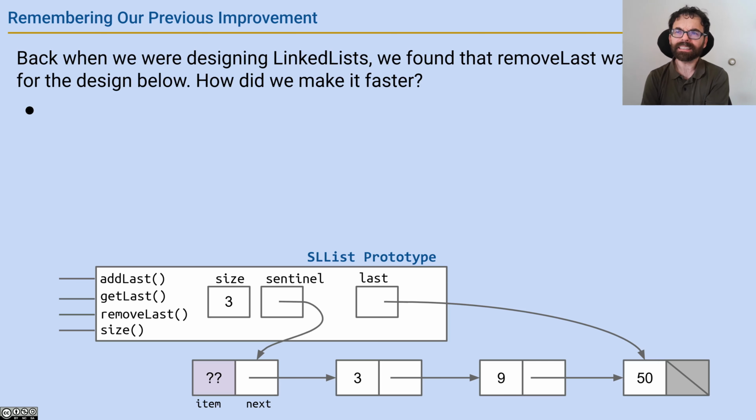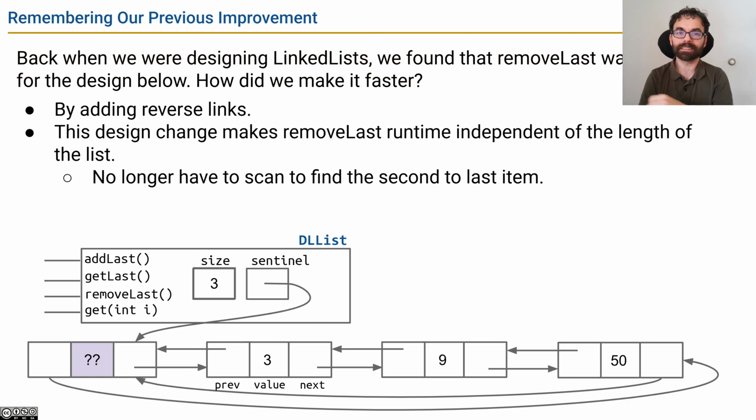So back when we were designing linked lists, we had a similar problem, right? We had the fact that remove last was slow. So in our singly linked list prototype, we added this last pointer, but we found that remove was slow. So question, how do we make it faster again? Okay, so a little bit of review. We added some backwards links. We had this different layout here. By adding reverse links, it's now fast to find the second to last item and make it the new last.